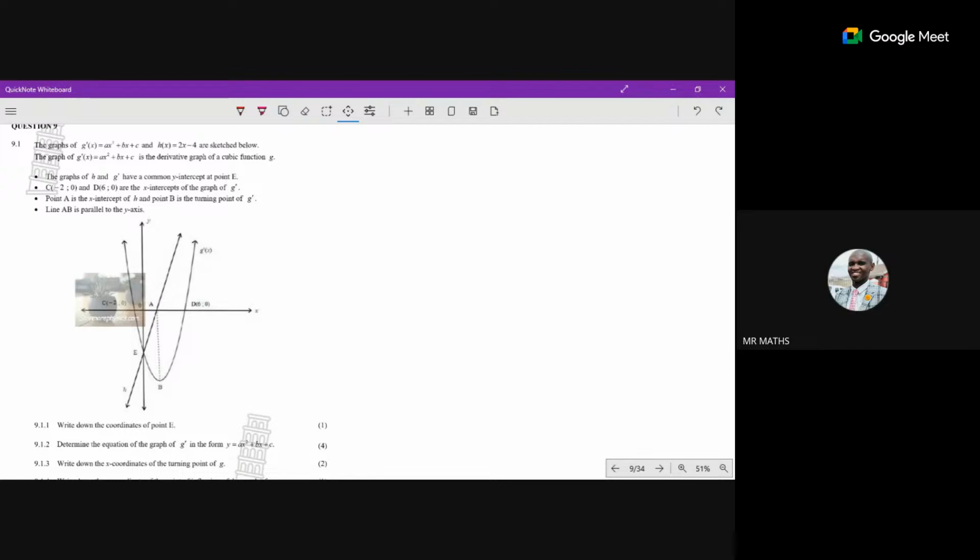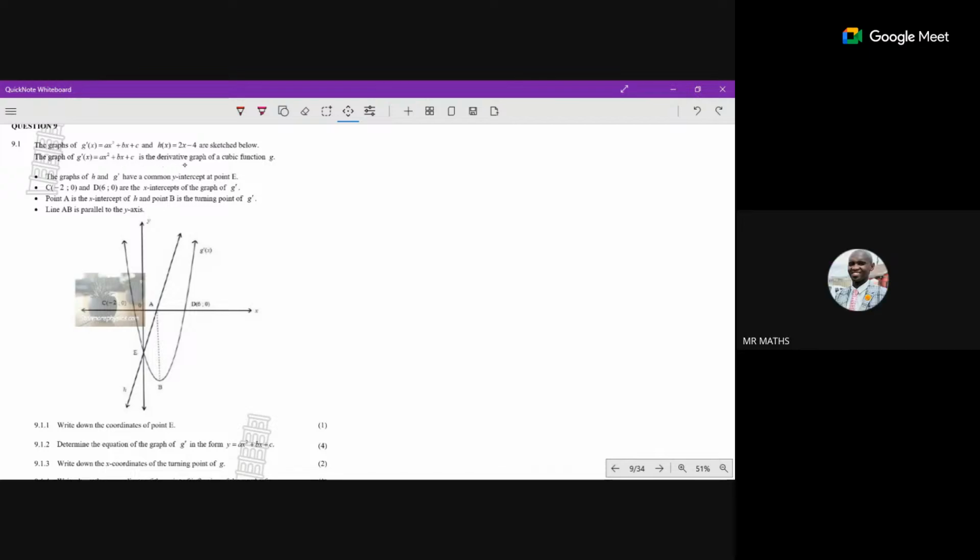Okay, now without wasting time, let's go straight to question 10 or question 9. Question 9, the graphs of g of x, which is equal to g prime of x, which is equal to ax squared plus bx plus c, and h of x, which is equal to 2x minus 4, are sketched below. The graph of g prime of x is equal to ax squared plus bx plus c.